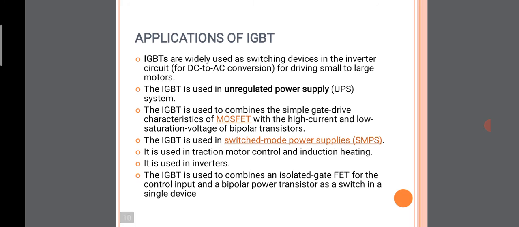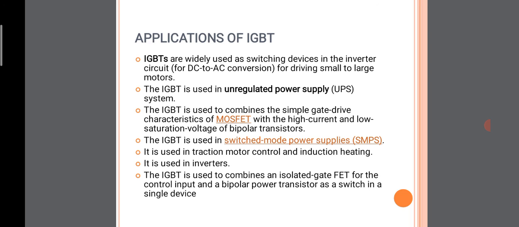Now let's see the applications of IGBT. IGBTs are widely used as a switching device in inverter circuits, that is for DC to AC conversion, for driving small to large motors. The IGBT is used in uninterruptible power supply, that is UPS systems. The IGBT is used to combine the simple gate-driven characteristics of MOSFET with the high current and low saturation voltage of bipolar transistors. The IGBT is used in switched mode power supplies, that is SMPS.